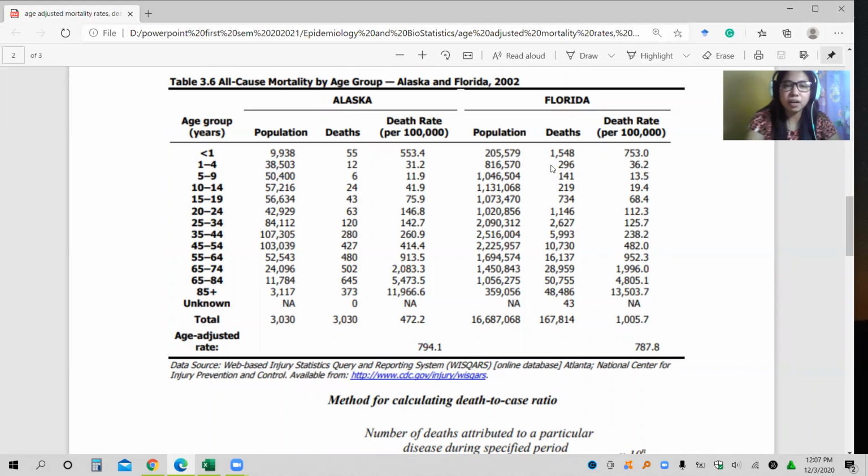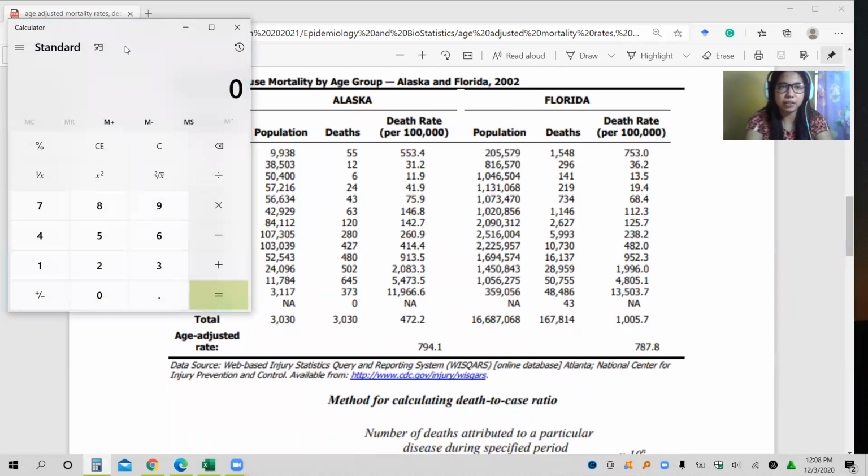So here, we have the computation of the age-specific mortality rate or death rate. And for us to compute this, if you still recall from our previous video, what we need is the number of deaths and the number of population that belong to that particular rate. So just to illustrate how it is done, let us consider the calculator.